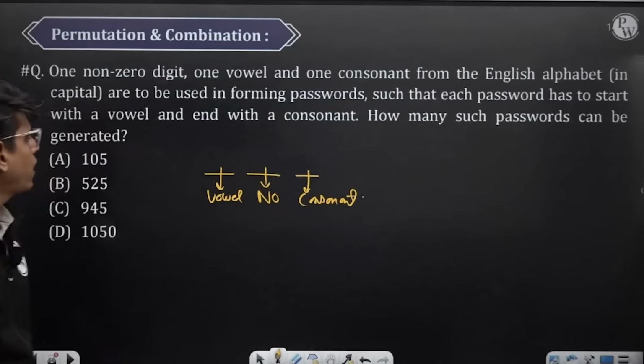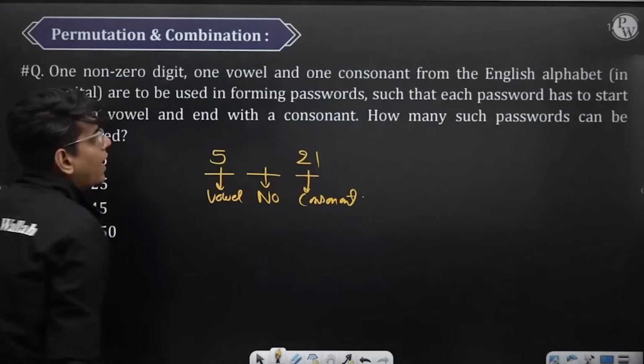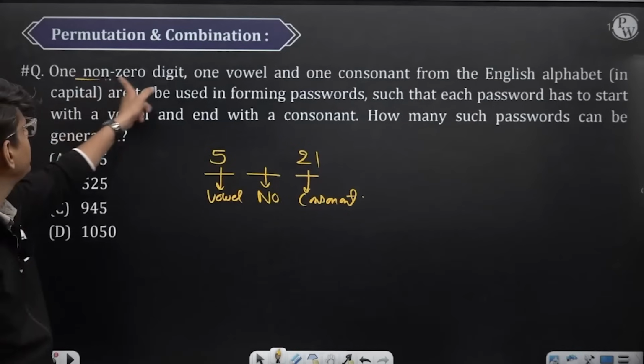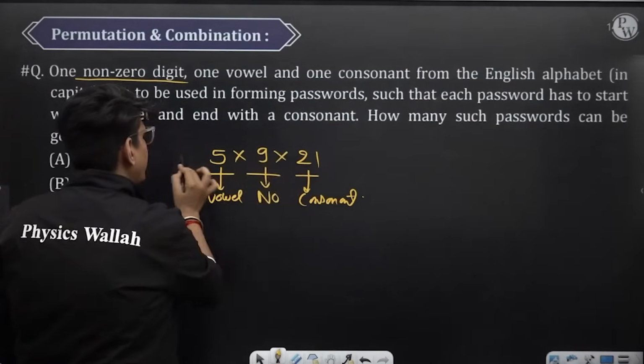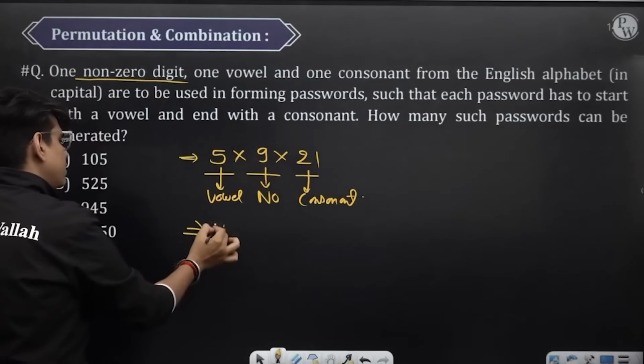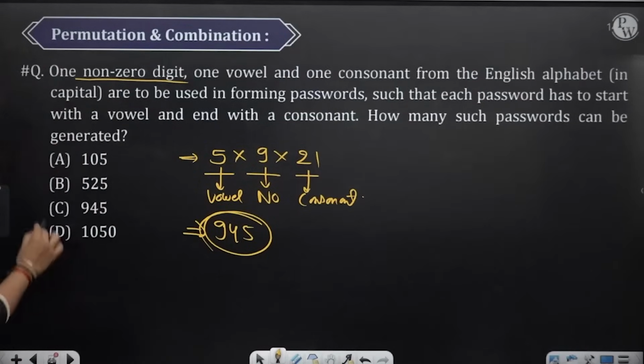Okay. So how many vowels are there? 5. How many consonants? 21. And we have to use non-zero digits. So how many non-zero digits are there? 9. So if you do the multiplication, you will get the total number. That is 945. So there are 945 passwords possible from the given condition.